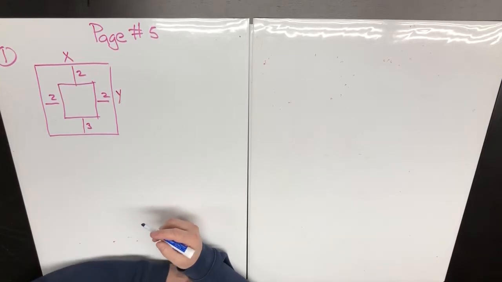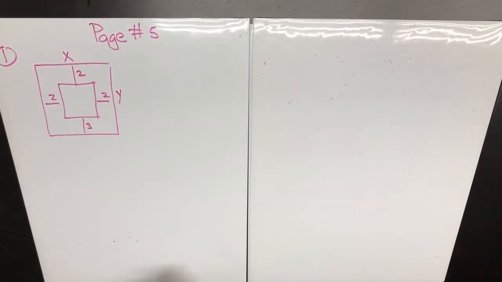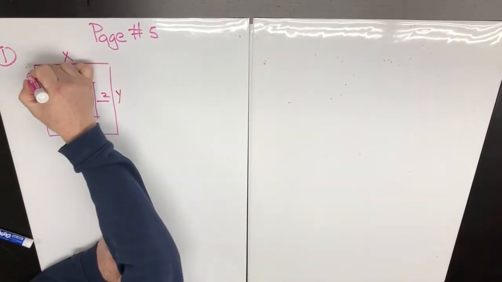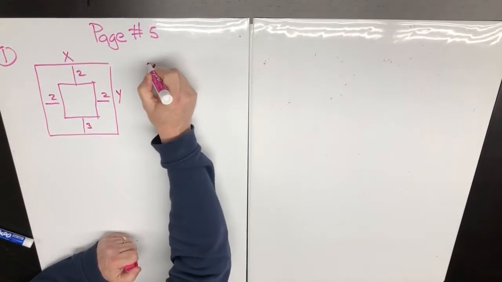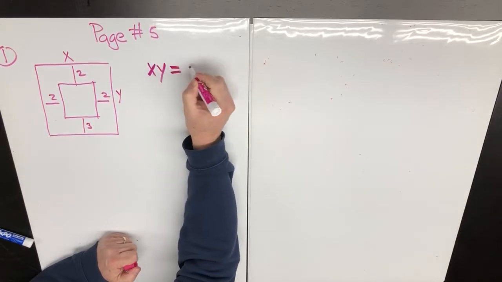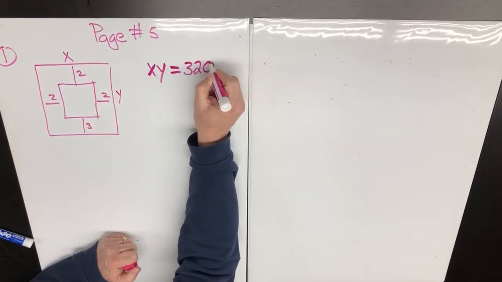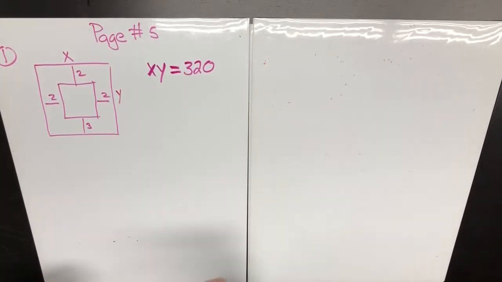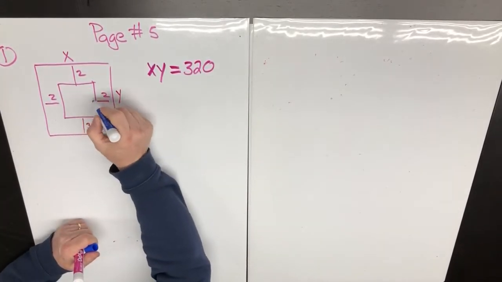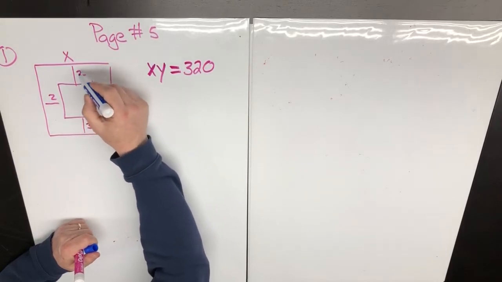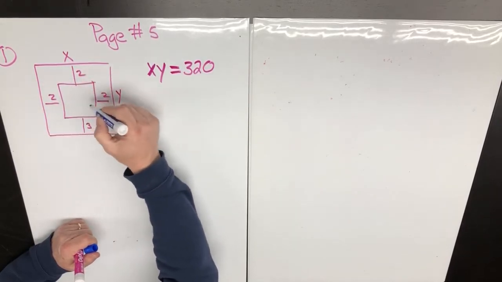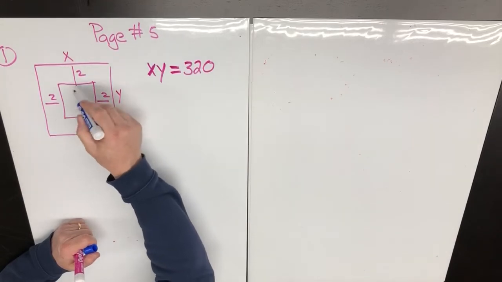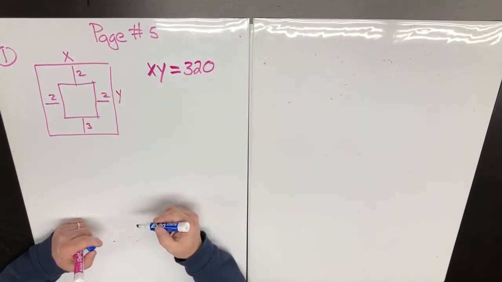If you read the question, it'll say that the area of the outside page, x times y, in this case the big rectangle, has an area of 320 square centimeters. And then they say you're going to do some writing on the inside rectangle. This inside rectangle is where all the writing is going to be, and it has margins around it of 2, 2, 2, and at the bottom 3.